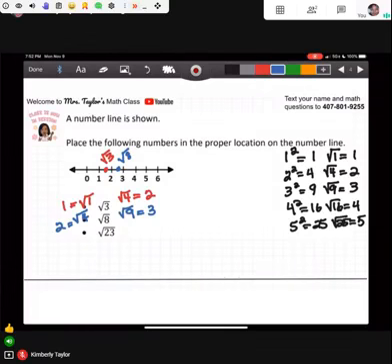Okay, now the square root of 23. Well, that's in between the square root of 16. Let's use a different color. Hold on. So that's going to be in between the square root of 16 and the square root of 25. So this is going to be 4. The square root of 16 is 4. The square root of 25 is 5. So the square root of 23 is in between 4 and 5. So we'll put the square root of 23.